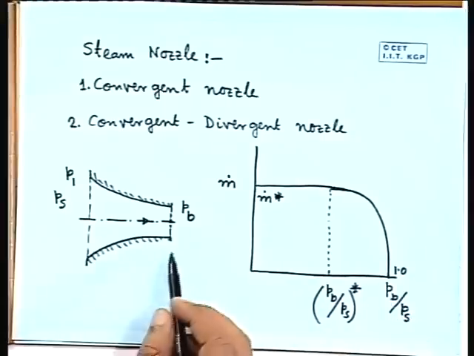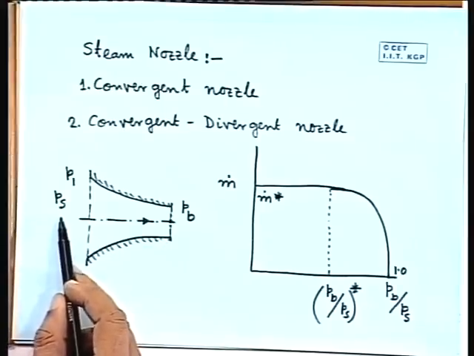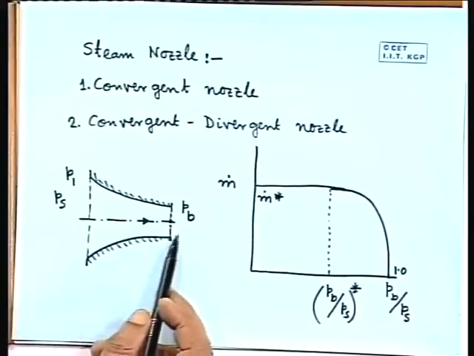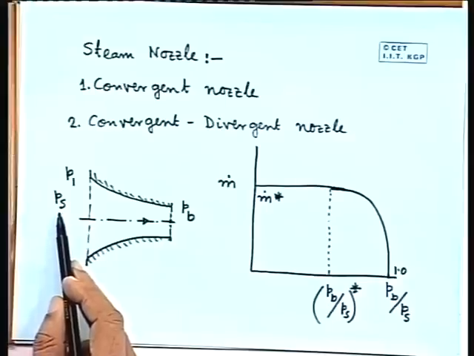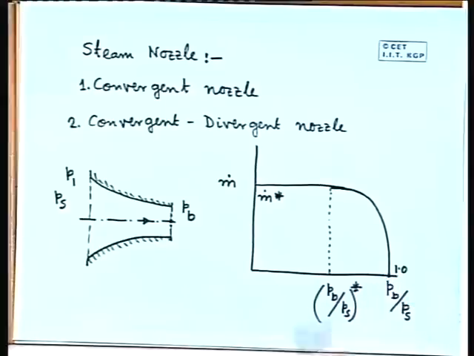So, the back pressure can be lower than the stagnation pressure, or at best it could be equal to the stagnation pressure. So, the maximum possible value of the back pressure ratio could be 1. That is what I have shown here. The value of back pressure can never be more than 1 in case of a nozzle.